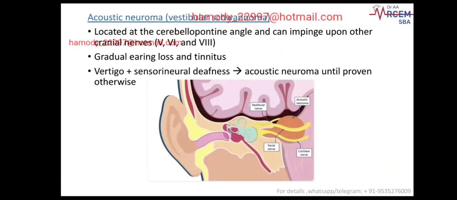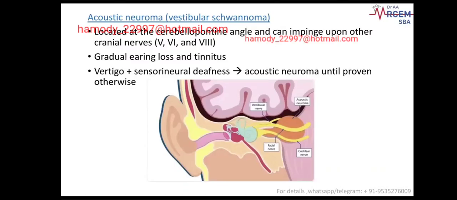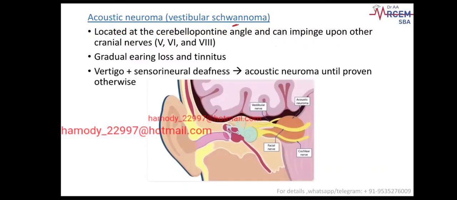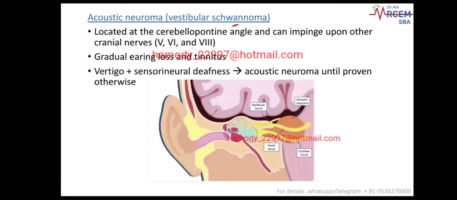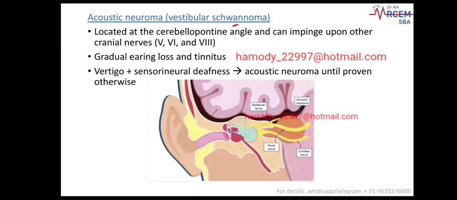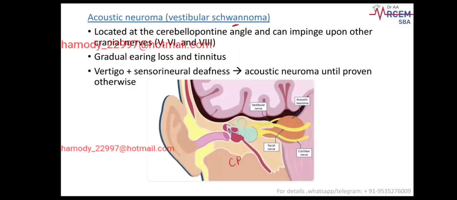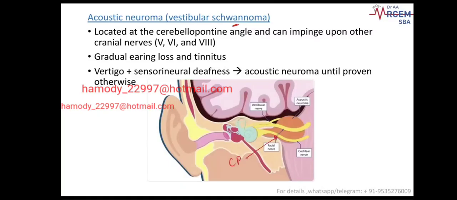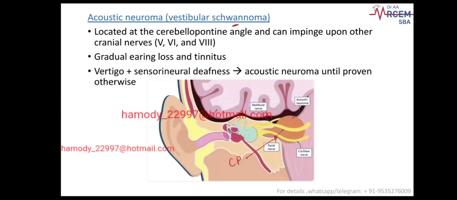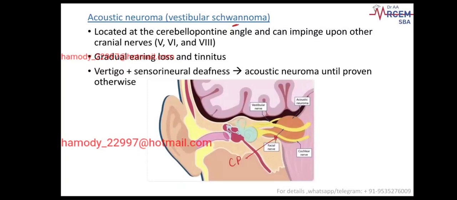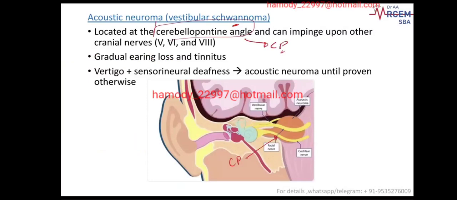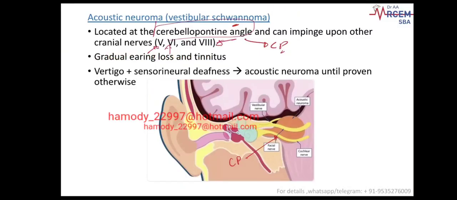Acoustic neuroma is a tumor. It is a tumor of the Schwann cells, the outer covering, a schwannoma. It's also known as vestibular schwannoma. It is commonly seen in the CP angle. So this is the CP angle you are seeing, the cerebellopontine angle, commonly known as the CP angle. Surrounding that, there are various cranial nerves, especially the 5th, 6th, and 8th cranial nerves. So there might be signs and symptoms of these cranial nerves also present.